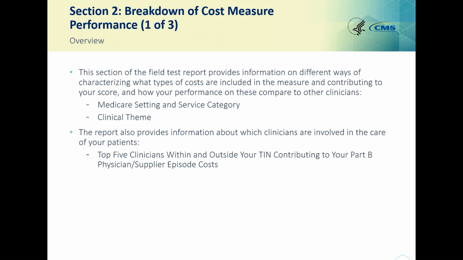Section 2, Breakdown of Cost Measure Performance, provides information on different ways of characterizing what types of costs are included in the measure and a comparison of your performance to other clinicians. Characterizations include Medicare setting and service category, as well as clinical theme. These are clinically related services, and it is a way of presenting clinically related services included in the measure. This section also outlines which other clinicians are most involved in the care of your patients. Next slide, please.